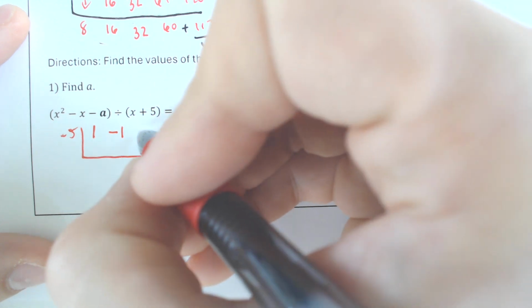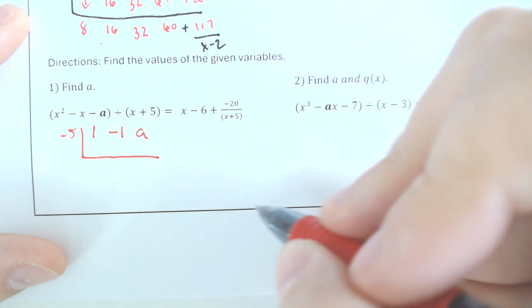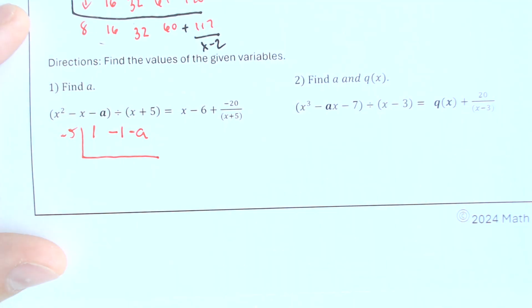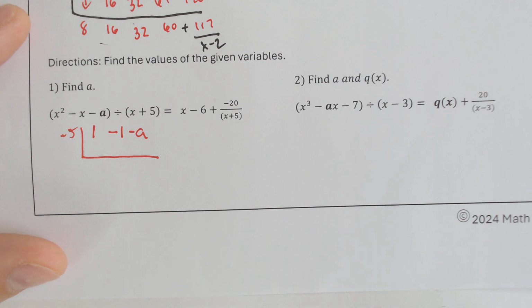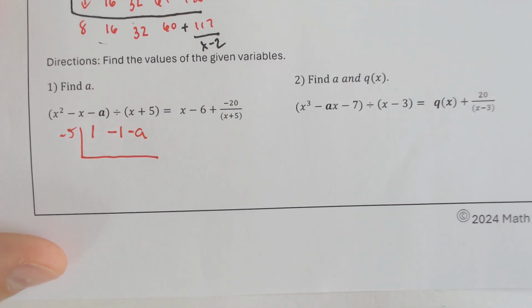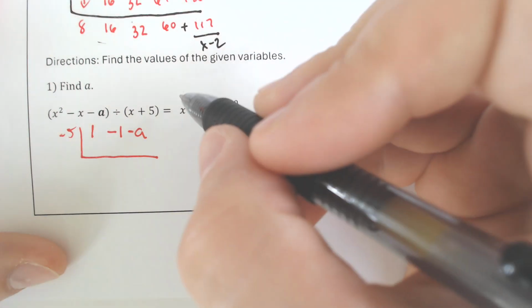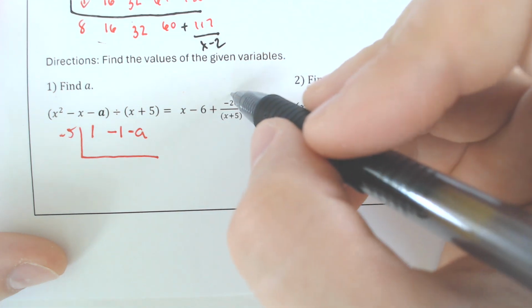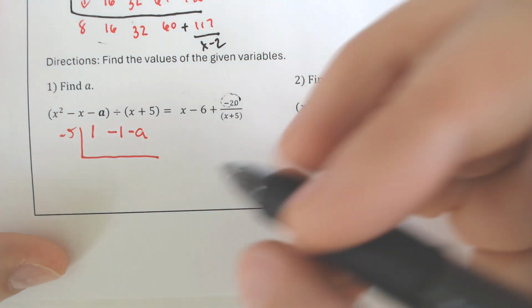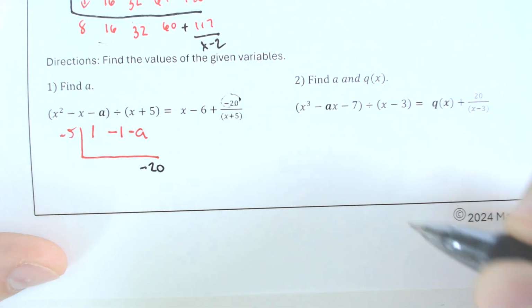So we have a -5 on the outside. We have a 1, then a -1, then an a. Technically, it's a -a, so I'm going to write -a. All right, well, what do we know that our answers should be? Well, we should know that our remainder, at least, is -20. So let's fill that in, -20.